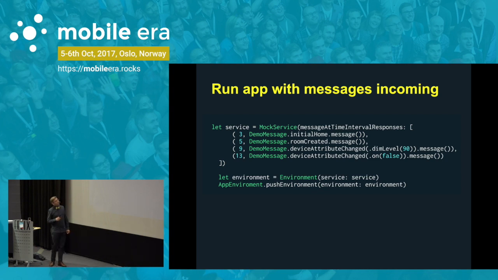So here, if you have this in the app delegate, for example, you can say after 3 seconds, I want the app to receive an initial home. That means when you launch the app, it loads for 3 seconds, and then it shows actual data and populates the entire app. 2 seconds after that, we get a room created. So then a room will just show up in the app. Just a new row will be inserted because we have a room list, and then the new room will add to that list.